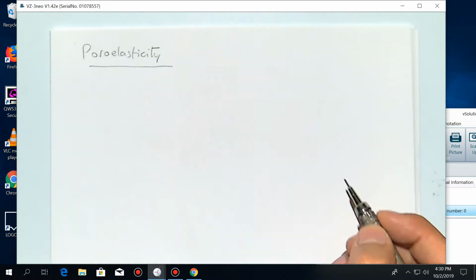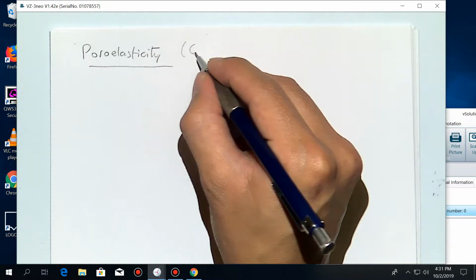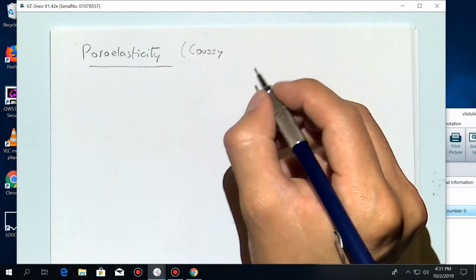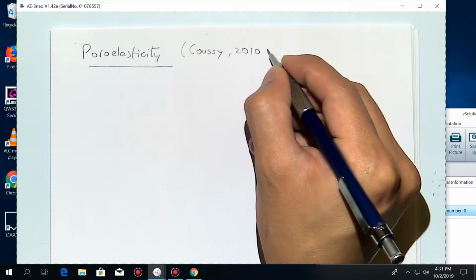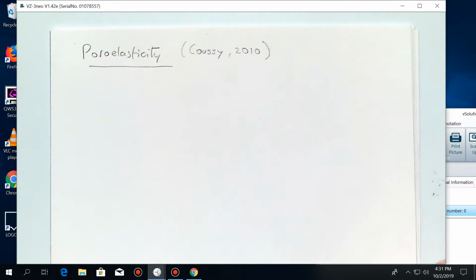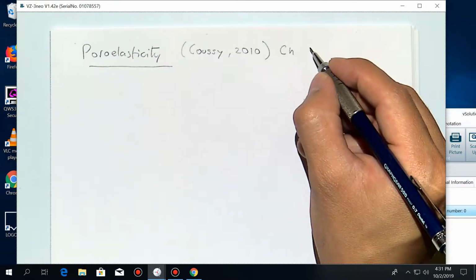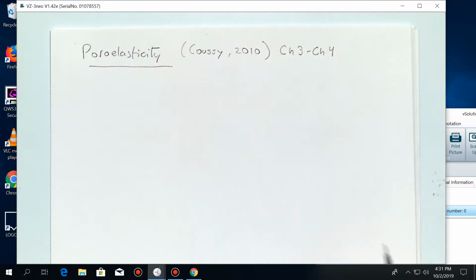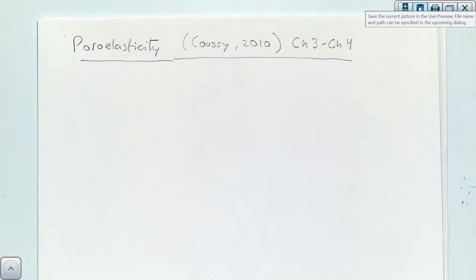For poroelasticity, we're going to follow the material of a book, and if you look at the references, this is the book by Cussy, 2010, chapters 3 and 4. All of you working in reservoir simulation, remember that most of the poroelasticity equations that I have seen in all simulators follow the literature from the books from Cussy. They apply straight from that book all of those equations into reservoir simulators.